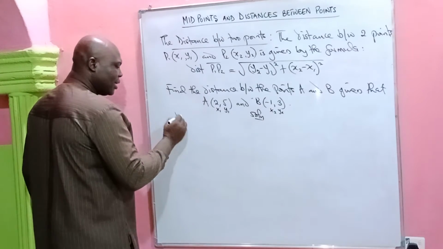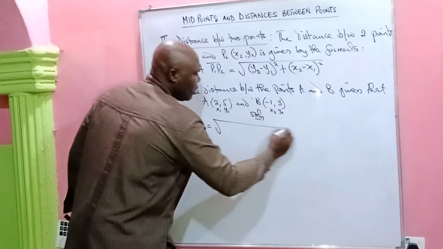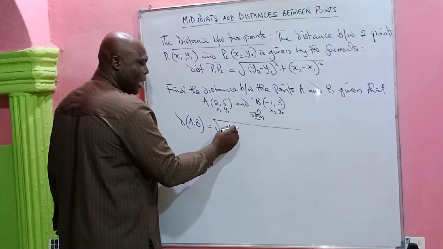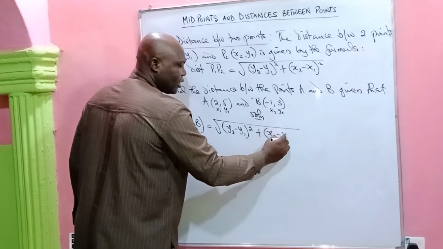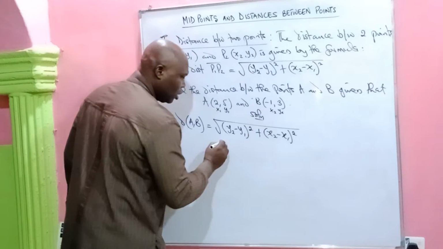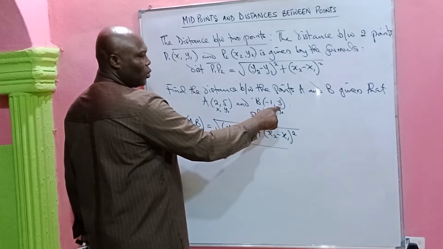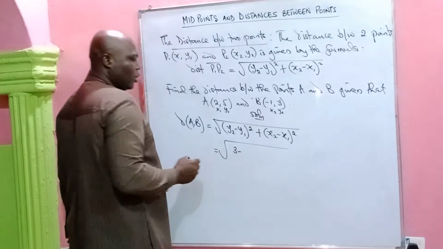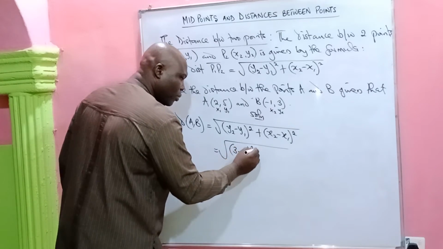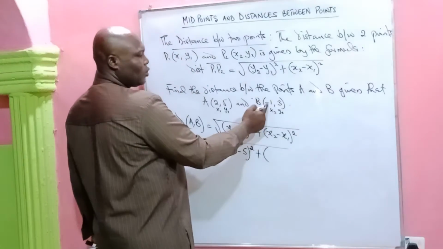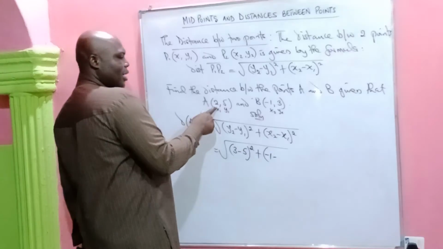All right, we have said that the distance from A to B is given by the formula, the square root of y2 minus y1 all squared plus x2 minus x1 all squared. So this will be the square root of, we simply want to find the distance, y2. What's our y2 here? 3. 3 minus y1, our y1 is 5, all squared plus x2. What's our x2? Minus 1 minus x1. x1 is 2.